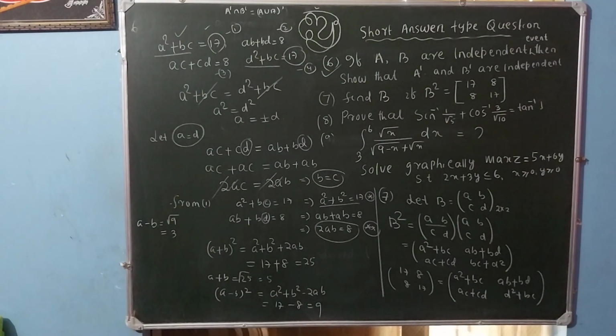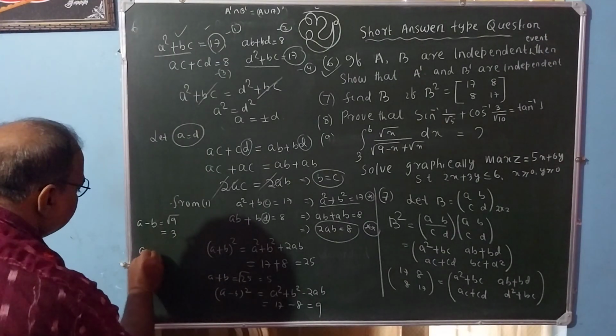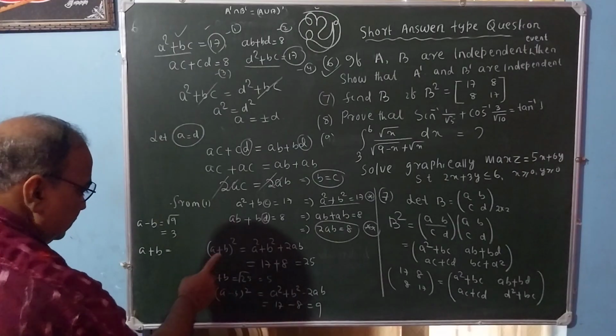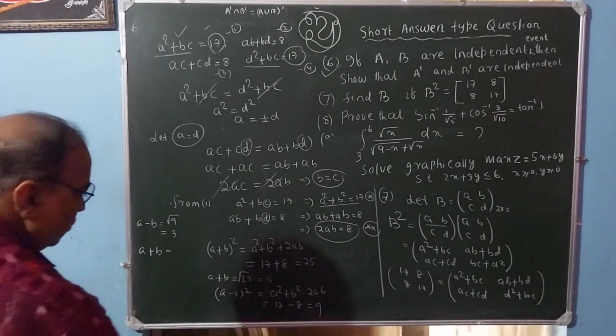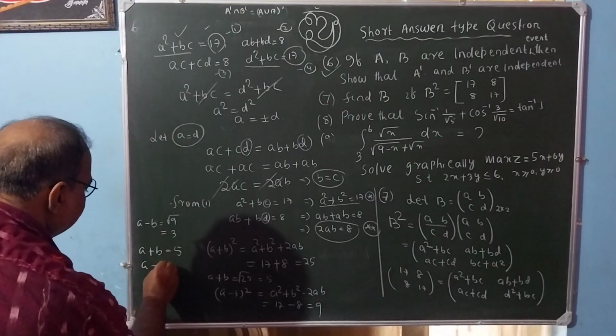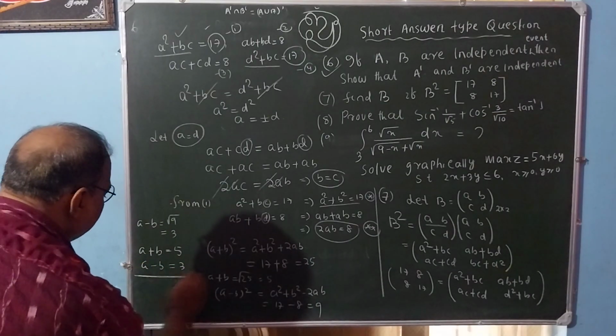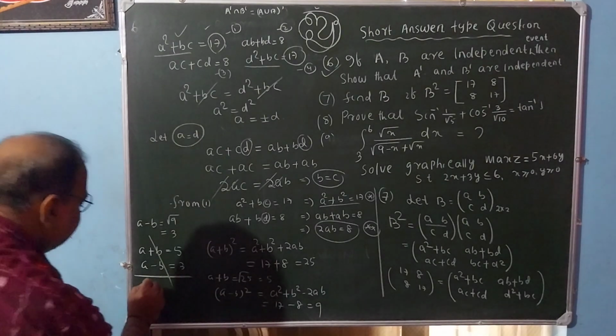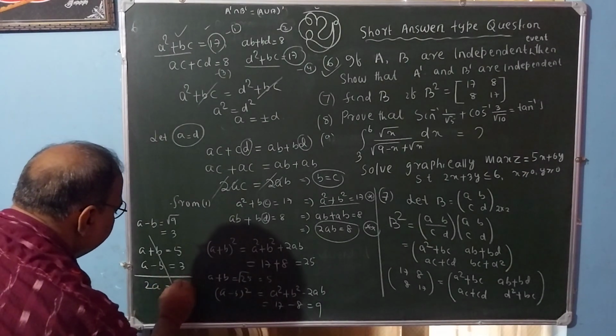Now adding these two. Write down: A plus B is equal to 5, A minus B is equal to 3. Adding these two, plus B minus B cancel. 2A is equal to 8.